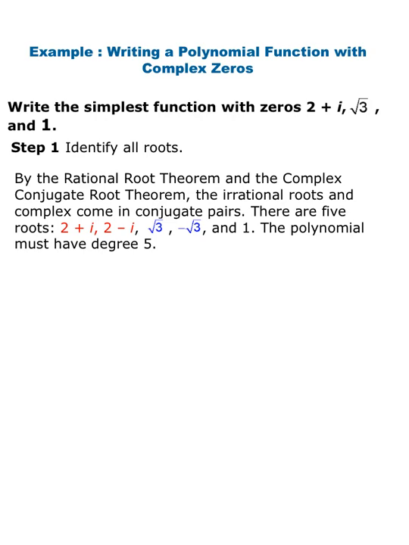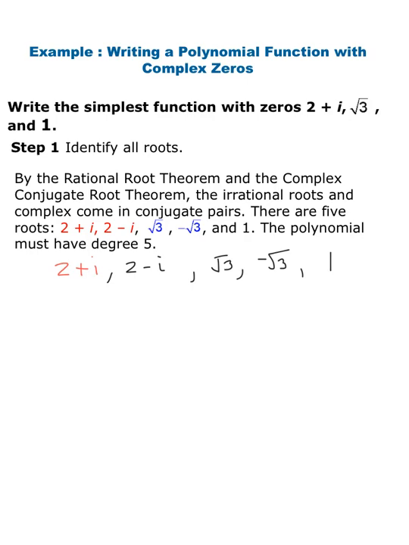So here, our next example, we are going to write a polynomial function with complex zeros. So these are the zeros we are given. So we are given 2 plus i, and we know 2 plus i does not come by itself, so we have another one. Remember, complex roots come in pairs, so we have 2 minus i, and then we also have square root of 3, negative square root of 3, and we also have 1.